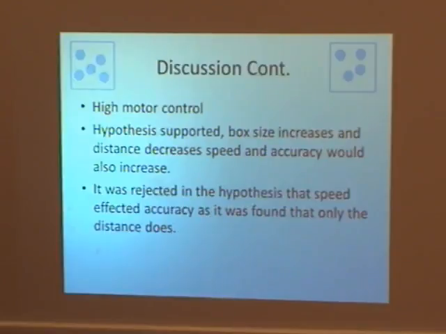The hypothesis was supported that when the box size is increased and the distance is decreased, speed and accuracy would also increase. Speed was found not to be directly linked to accuracy, as it was seen that when the boxes got smaller, accuracy was still quite high. Zycon and Wren 2004 found that there may not be a speed and accuracy trade-off, as their results indicated that there was low correlation between speed and accuracy.